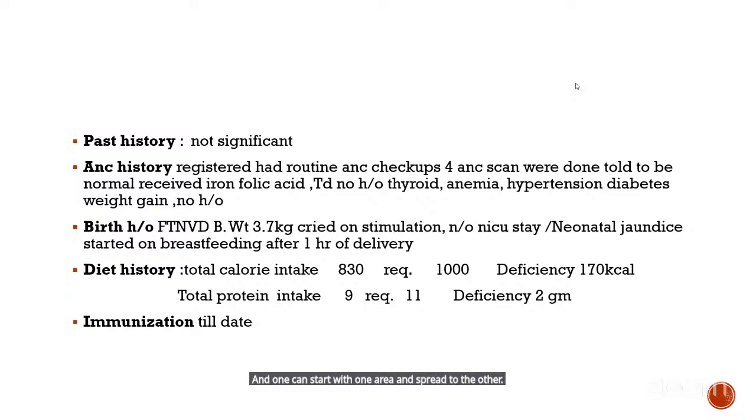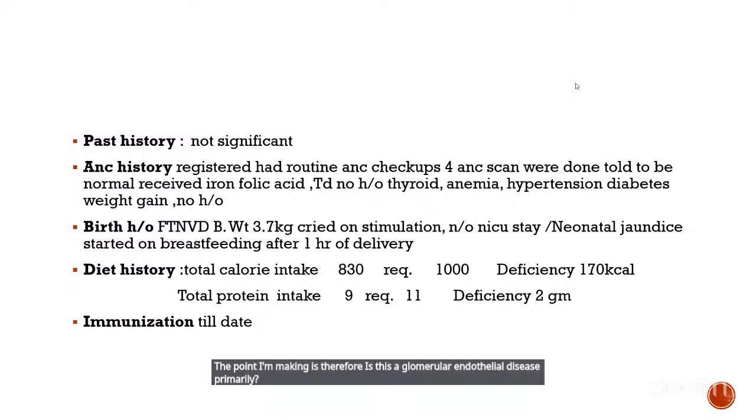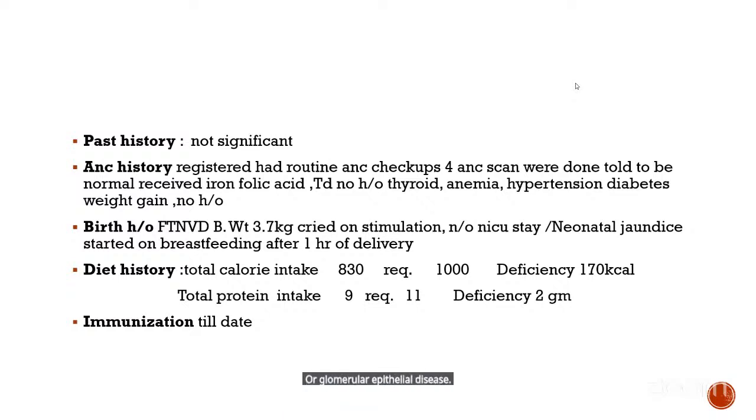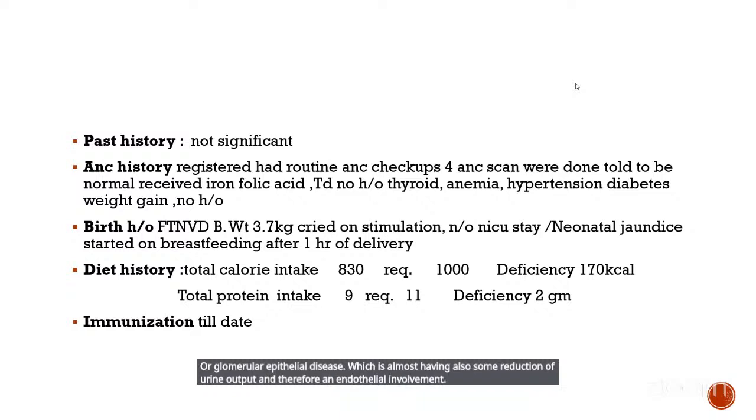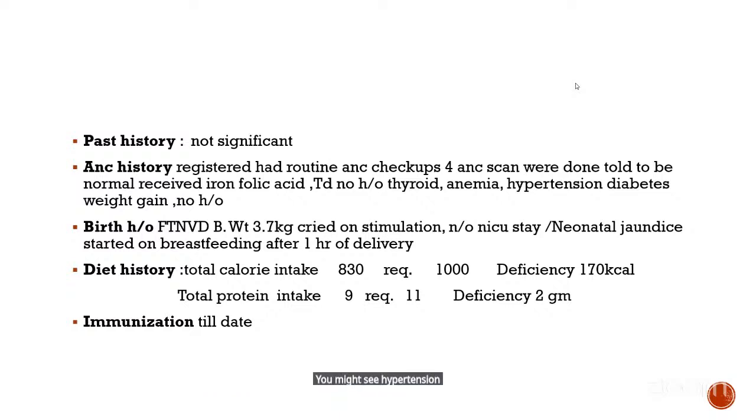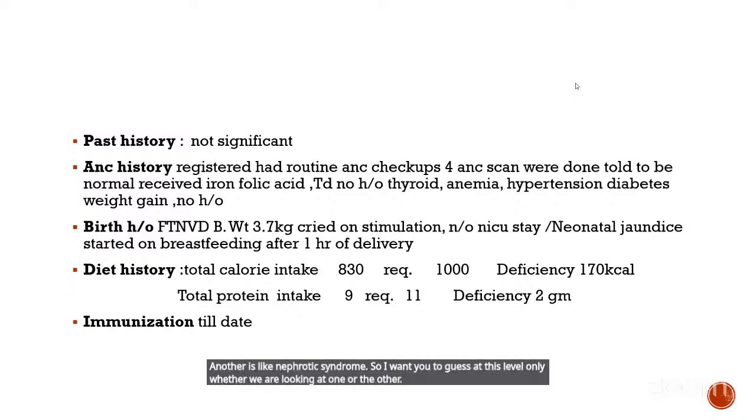The point I'm making is, therefore, is this a glomerular endothelial disease primarily or glomerular epithelial disease, which is almost having also some reduction of urine output and therefore an endothelial involvement? You might see hypertension as well. You might see microscopic RBCs as well. So do you think onset is endothelium or onset may be epithelium? One is like an acute glomerulonephritis, post-streptococcal, post-viral, whatever. Another is like nephrotic syndrome. So I want you to guess at this level only whether we are looking at one or the other. Give a thought to that.